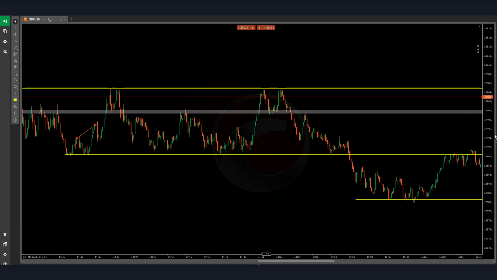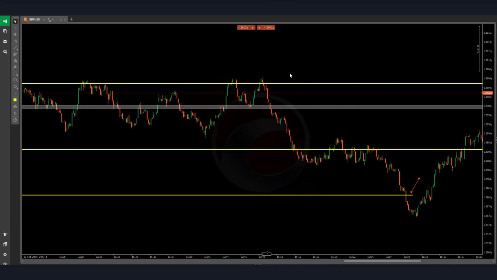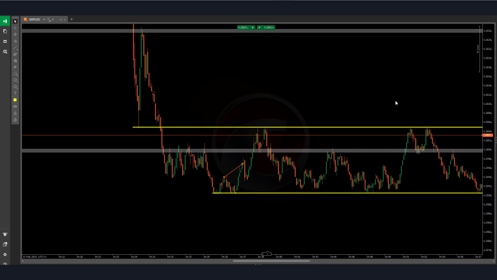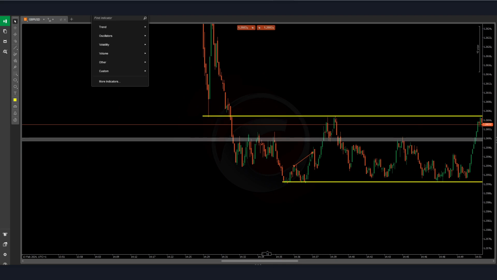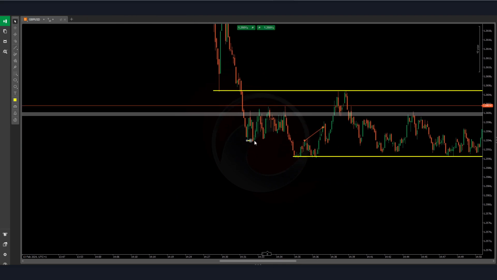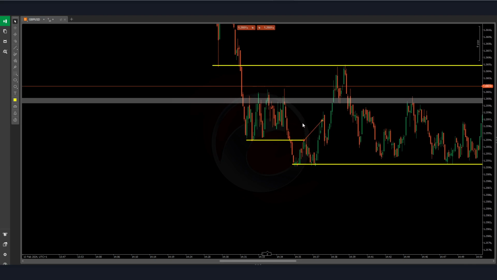You can see that throughout the session, 1, 2, 3, 4, 5 times, this area was retested and gave some rejection. Then what I saw was this trade idea. Price is breaking below this low after the failure to make new highs.